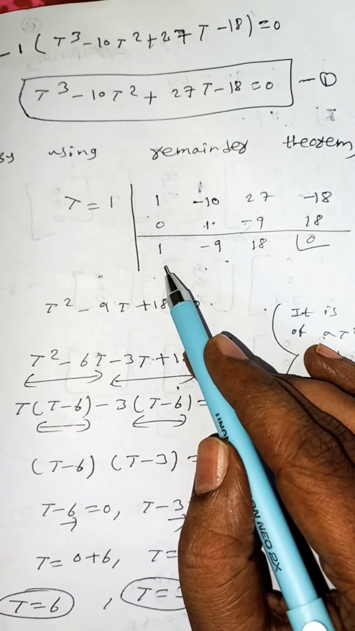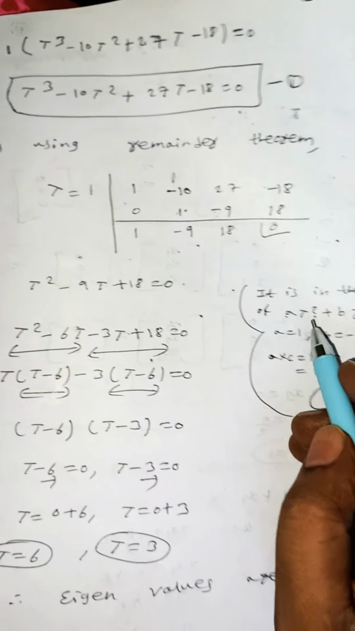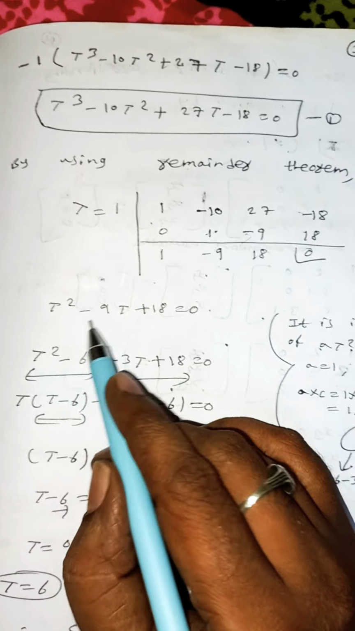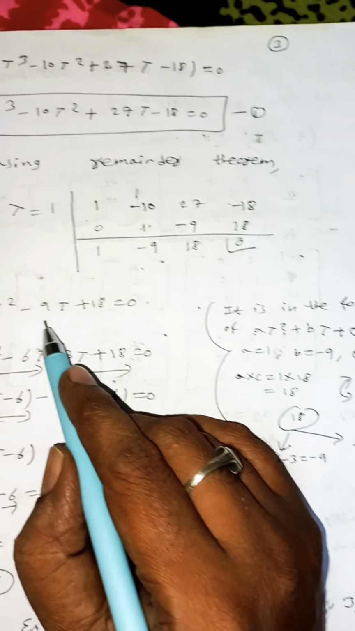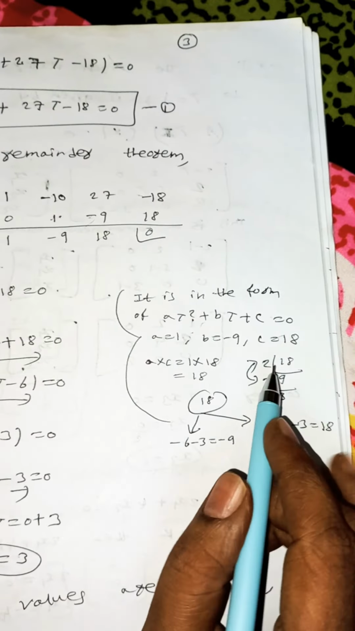So what we can write? Lambda square minus 9 lambda plus 18 is equal to 0. So it is in the form of a lambda square plus b lambda plus c is equal to 0. Here a is equal to how much? The coefficient of lambda square is 1. b is equal to the coefficient of lambda, which is minus 9. c is equal to 18. That only I have written.